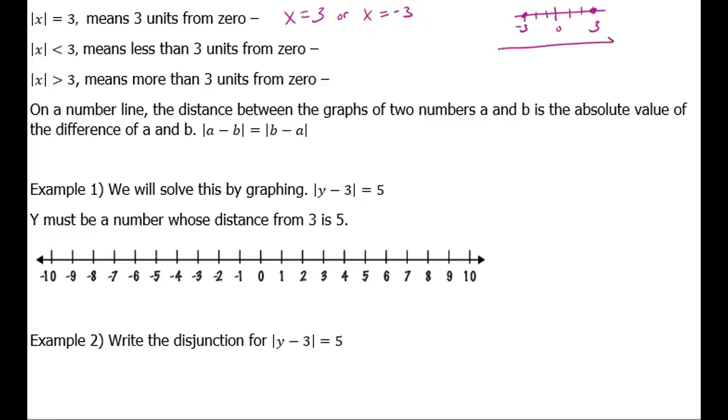So let's look at our number line. That means that instead of being right at 3, it cannot be 3, but it can be anything less than that. Or in the opposite direction, it cannot be negative 3, but it can be anything less than that. So looking at this picture, that means we have a conjunction that x is less than 3 and x is greater than negative 3.